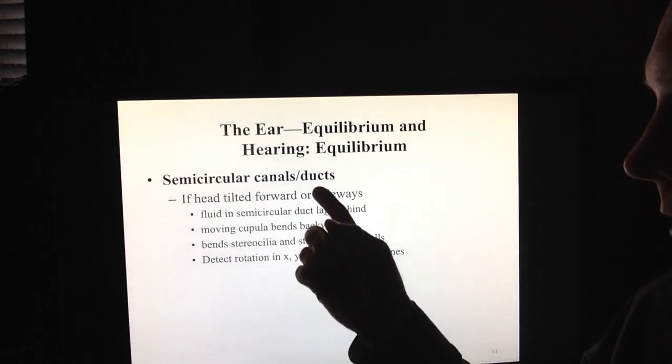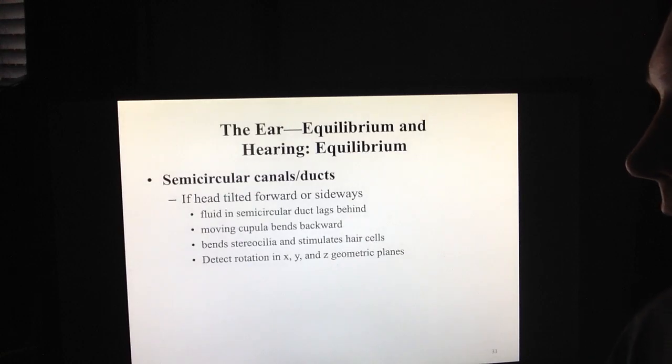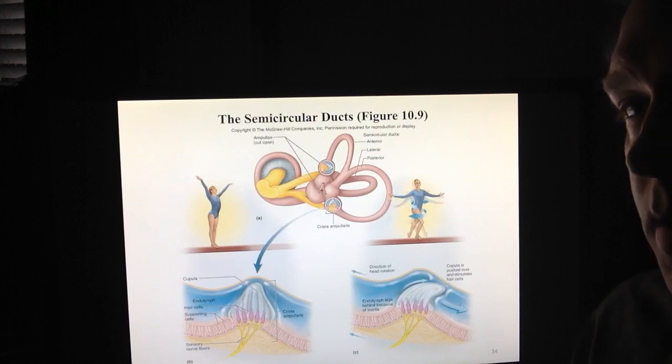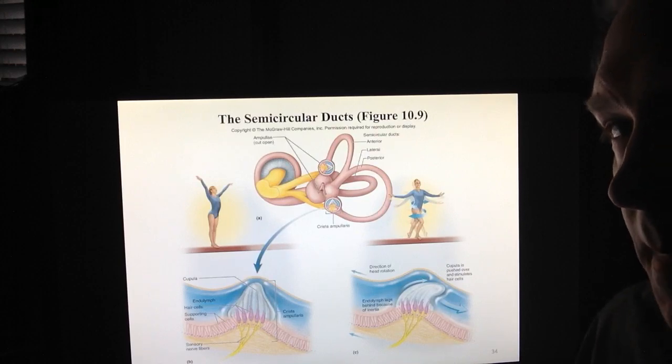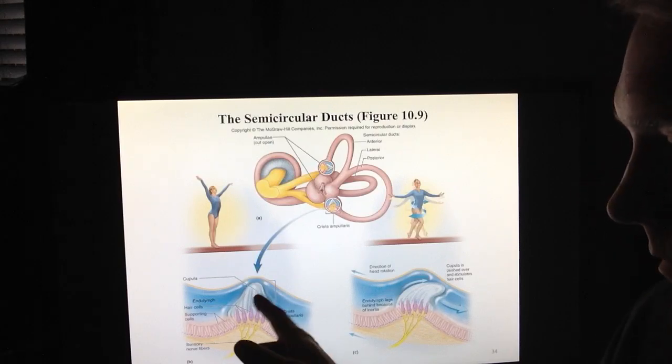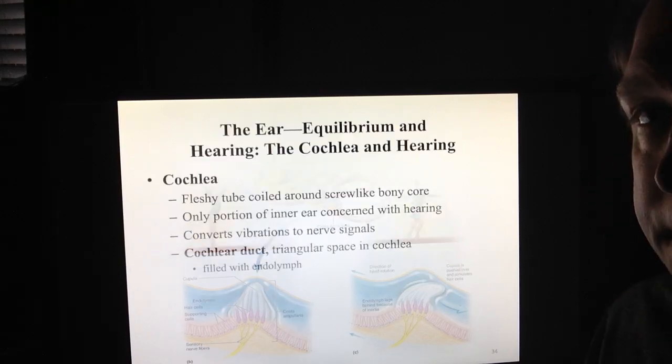Most likely they're called ducts, and they are involved in keeping your balance and knowing body position. It moves this pad one way or another, and it signals these dendrites to speed up or slow down their depolarization, and that gives us positioning. Fluid in there moves this cupula thing there.